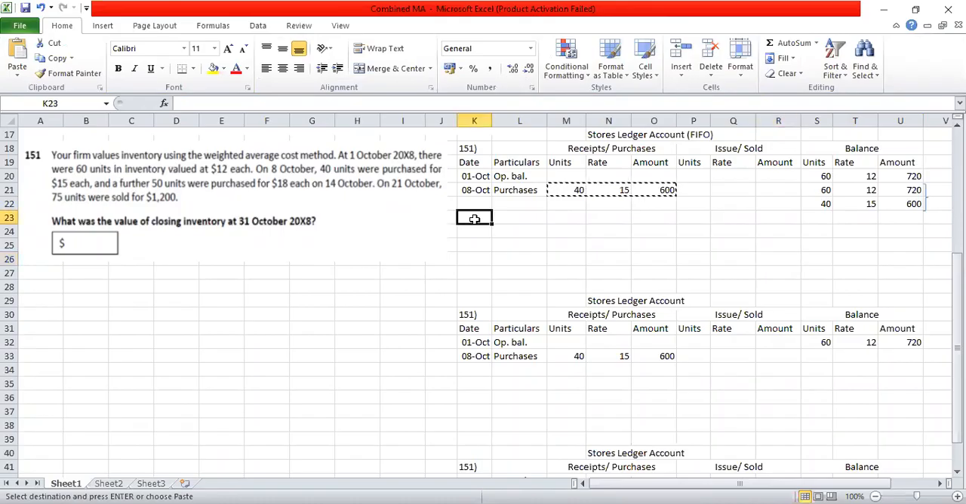The next transaction after 8th October, we see that on 8th October, 40 units were purchased for 15 and a further 50 units were purchased for 18 on 14th October. So now this time, 14th October, we again see that there is a purchase, and this purchase is for 50 units at the rate of 18.